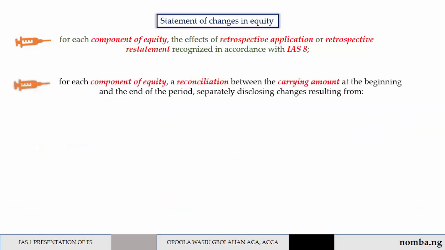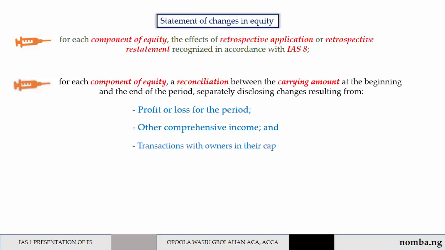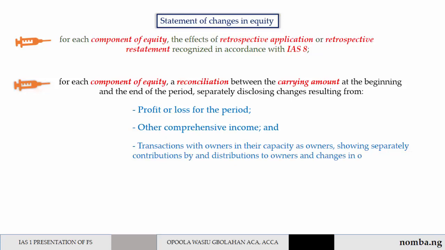And B, for each component of equity, a reconciliation between the carrying amount at the beginning and at the end of the period, separately disclosing changes resulting from profit or loss for the period, other comprehensive income, and transactions with owners in their capacity as owners, showing separately the contributions by and distributions to owners and changes in ownership interest in subsidiaries that do not result in a loss of control. Let's break this down.